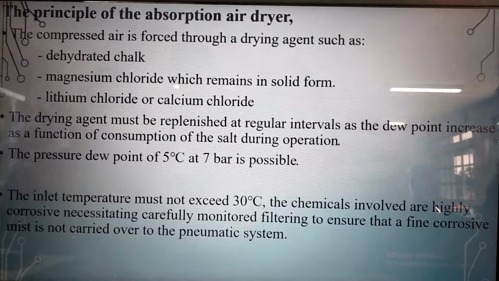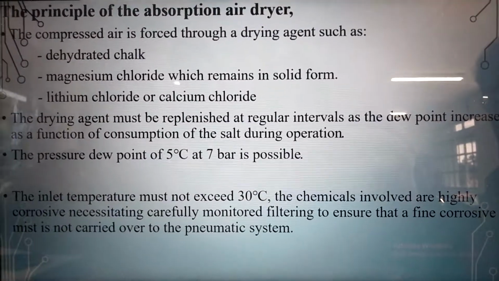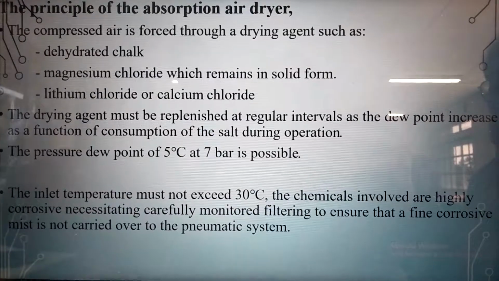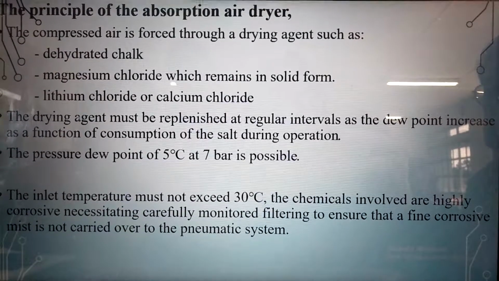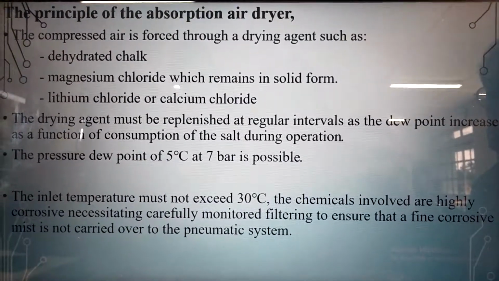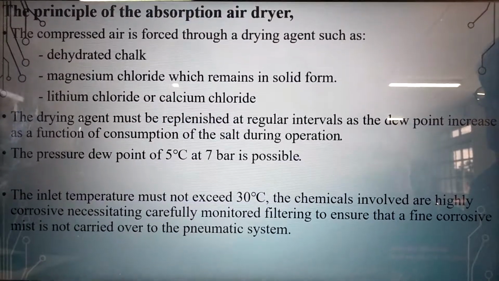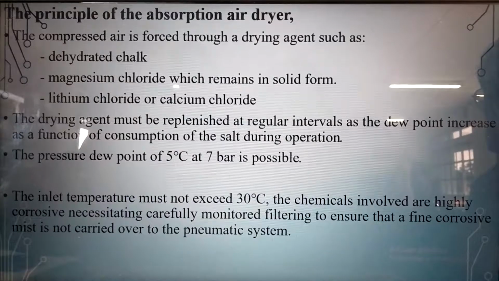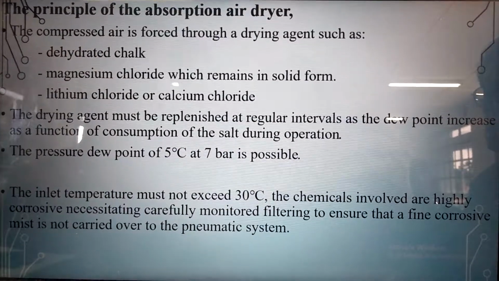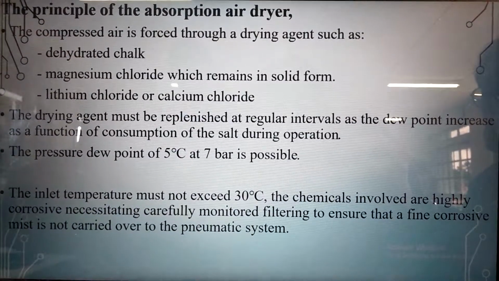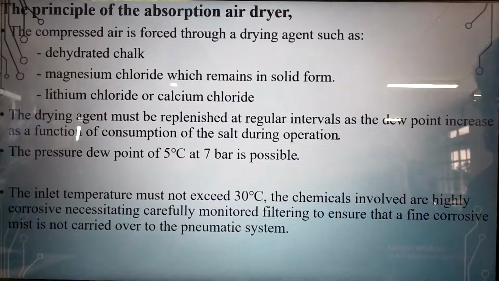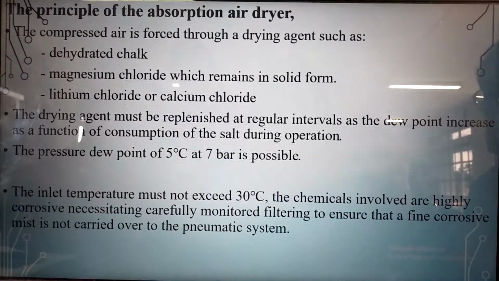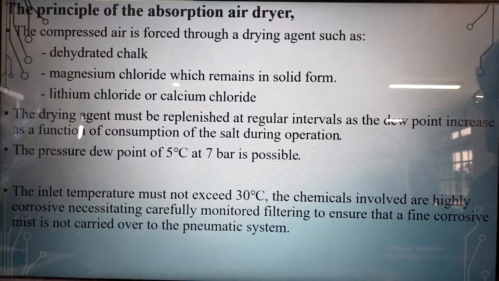The principle of the absorption air dryer. The compressed air is forced through a drying agent such as dehydrated chalk, magnesium chloride which remains in solid form, lithium chloride or calcium chloride. The drying agent must be replenished at regular intervals as the dew point increases as a function of consumption of the salt during operation. A pressure dew point of 5 degrees Celsius at 7 bar is possible.